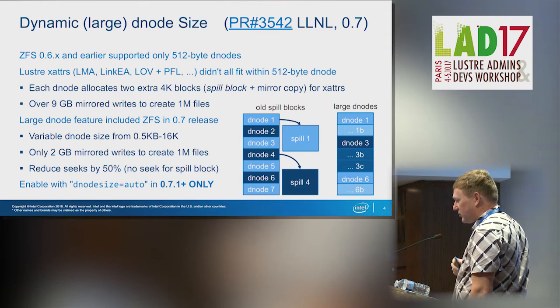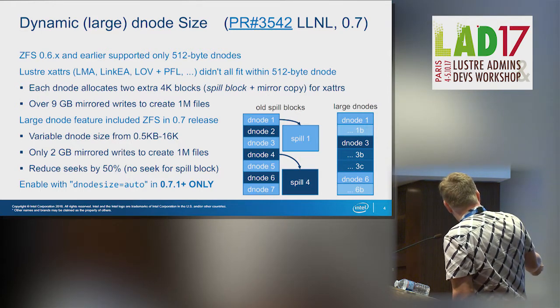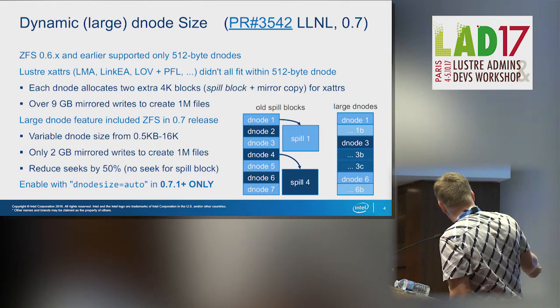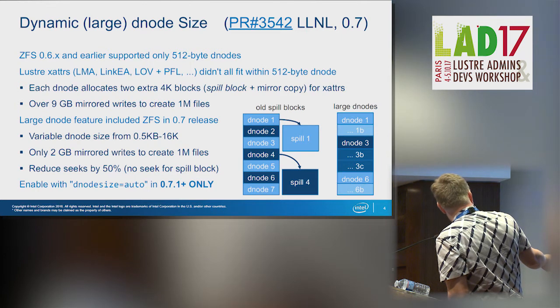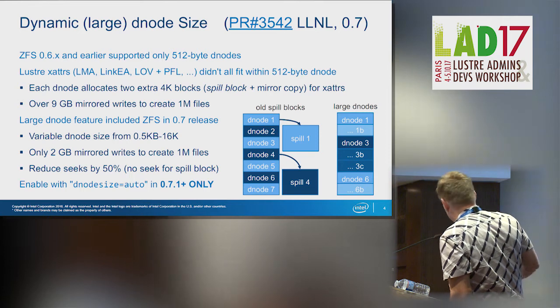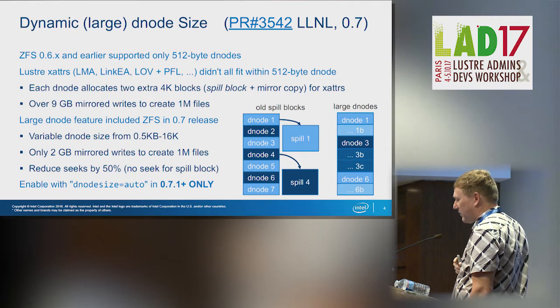So then another feature written by Lawrence Livermore. Essentially, these are fixed size in the old form. These are 512 byte chunks of the metadnode file. And in the large dnode patch, it's allocating essentially contiguous slots in the same metadnode, so that you have multiples of 512 bytes to allocate extended attributes and things like that.